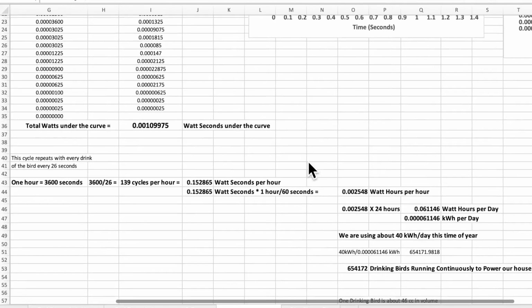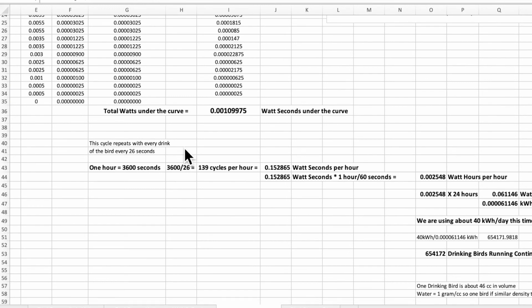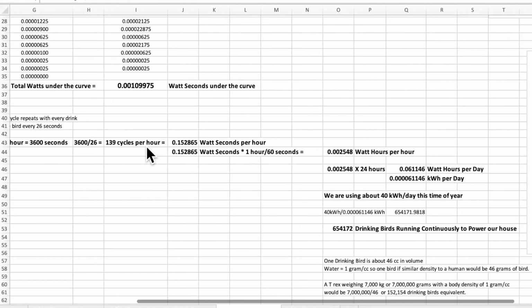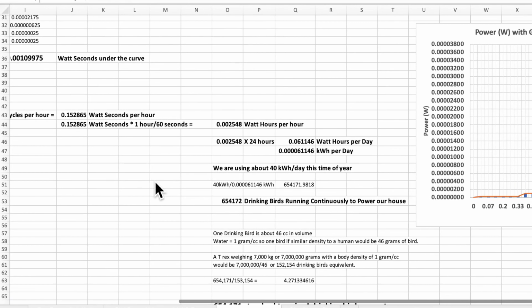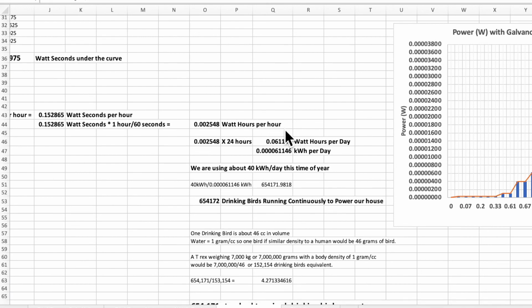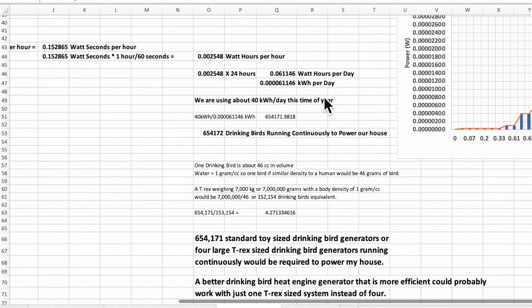And what I did was, I just repeated it every 26 seconds, since the bird would take a drink. We'll go into all this data. Hopefully I didn't make any mistakes, but I came up with so many watts per hour, and basically converted to kilowatts per day.